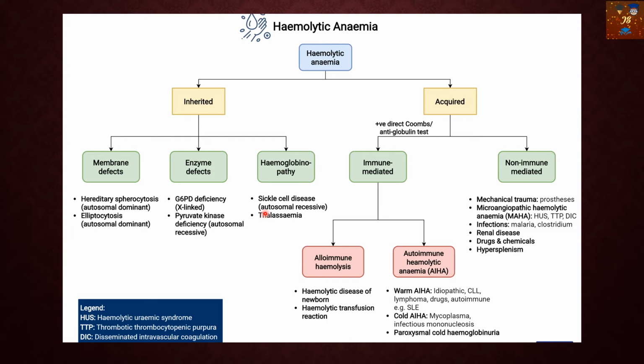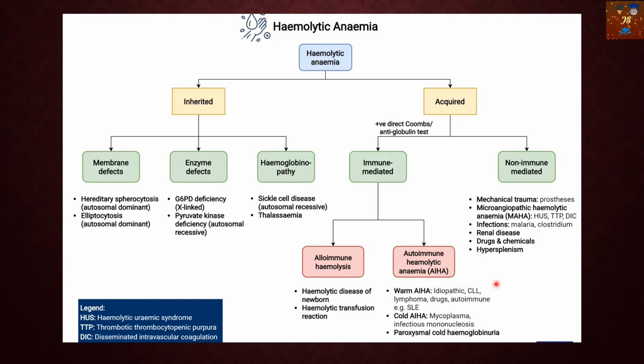Now, regarding the immune mediated hemolytic anemia, you can see here there are two types: alloimmune hemolysis and autoimmune hemolytic anemia, AIHA. Please note the abbreviation, AIHA. Now, this AIHA is again subdivided into warm AIHA, cold AIHA, and paroxysmal cold hemoglobinuria. So, these immune hemolytic anemias are mediated by antibodies directed against antigen on the red blood cell surface. Microspherocytes on a peripheral smear and a positive direct antiglobulin test are the characteristic findings.